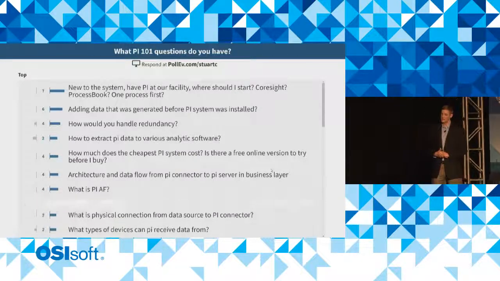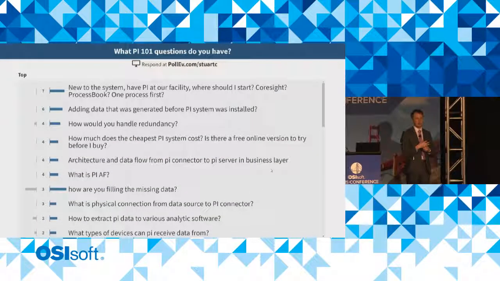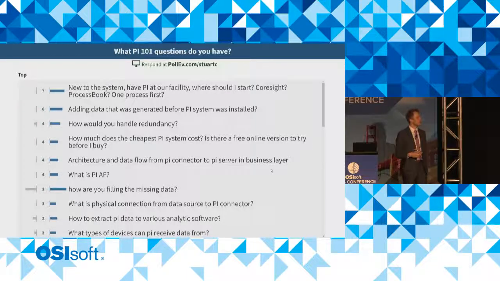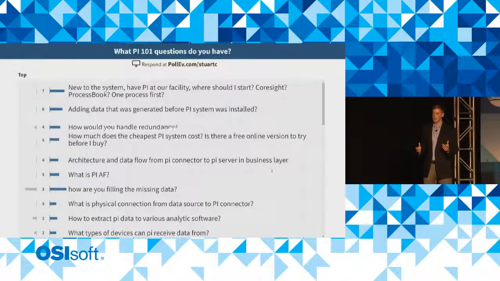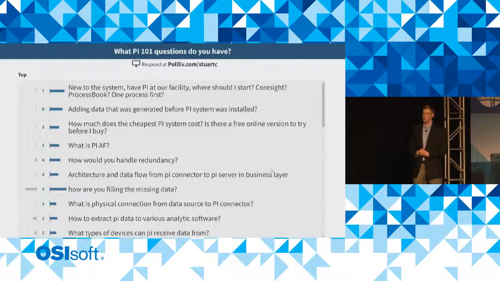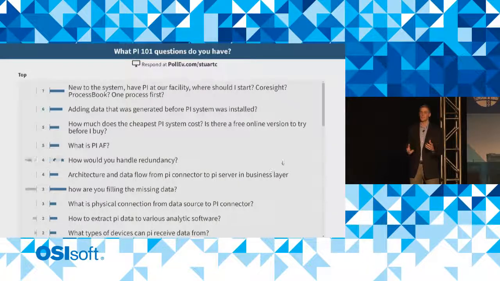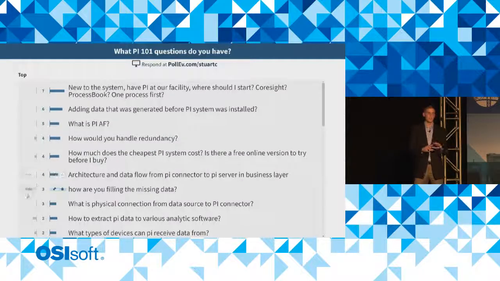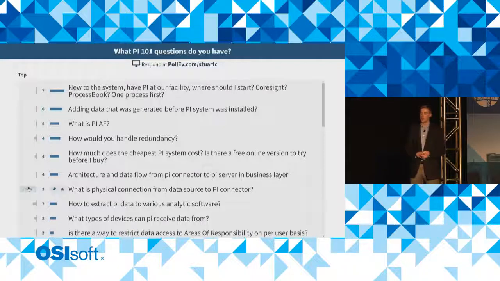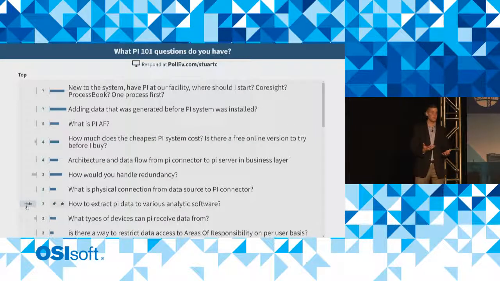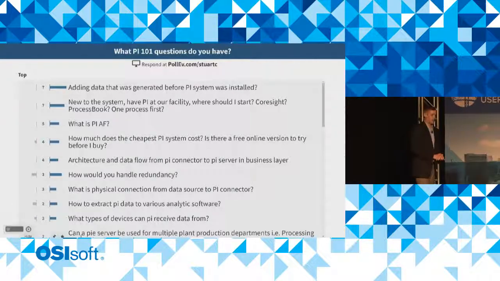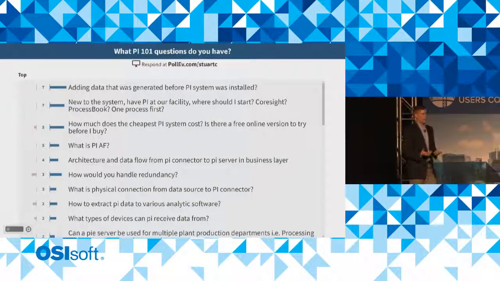New to the PI system, have PI at our facility. Where should I start? Coresight, ProcessBook, one process first? What would you start with? Yeah, so again, I think that goes to defining what you're trying to solve. We have a number of visualization tools. You've seen a lot of Coresight, now called Vision, which is the web trending. There's also PI DataLink, which is more or less building reports within Excel. So it kind of depends on the situation.